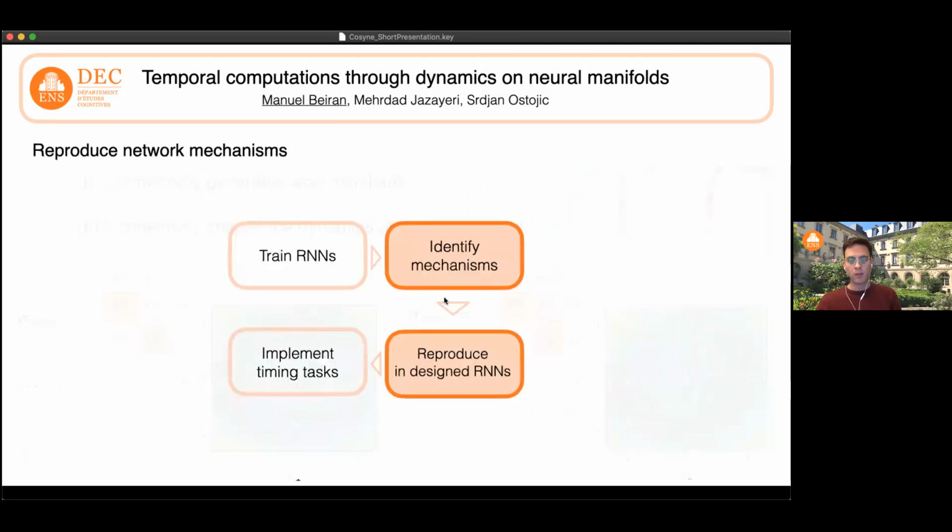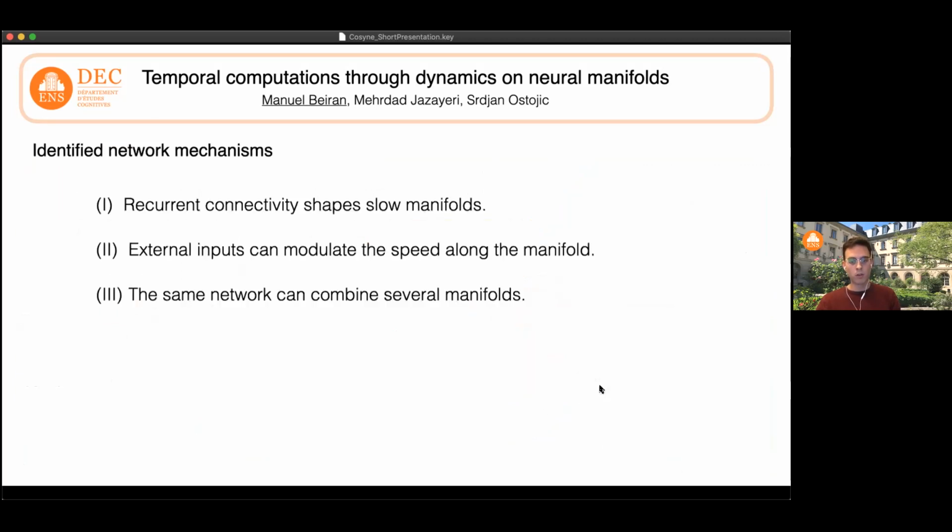I move now to the mechanisms we identified that are necessary for solving the task and how to reproduce them in network models. We found that in all cases, the recurrent connectivity is generating slow manifolds, and the dynamics along these slow manifolds is also shaped by these recurrent connections. Then, external inputs can modulate the speed along these manifolds. Alternatively, in the absence of inputs, then the network can combine several manifolds in higher dimensions. For example, it can embed different ring-like structures on the surface of a sphere.